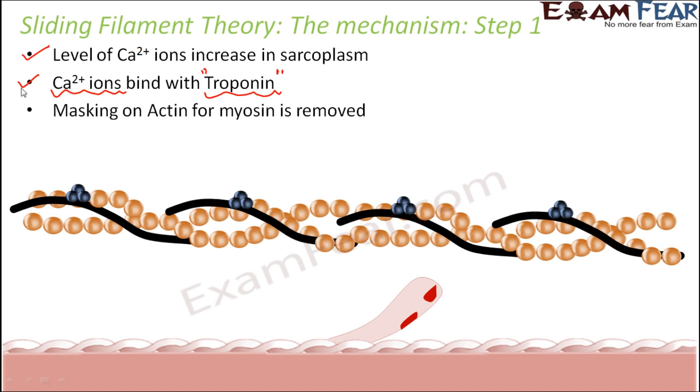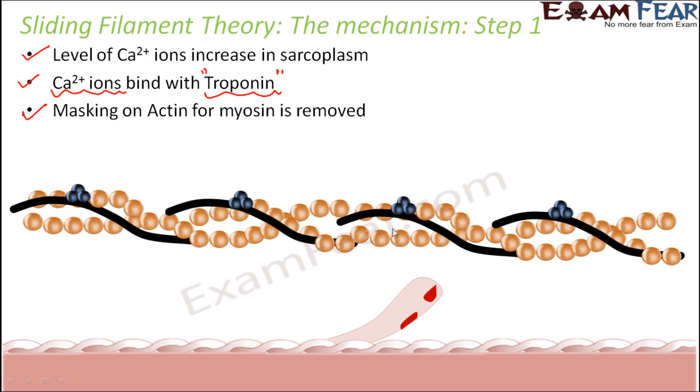So as a result, what will happen? The masking on the actin for myosin will be removed. So now there can be a bond between actin and myosin. Actin and myosin can now bind together. Right? So now let us take the help of animation to see how exactly this happens.